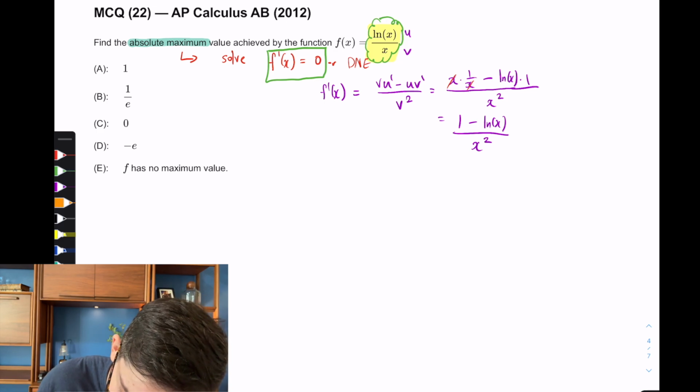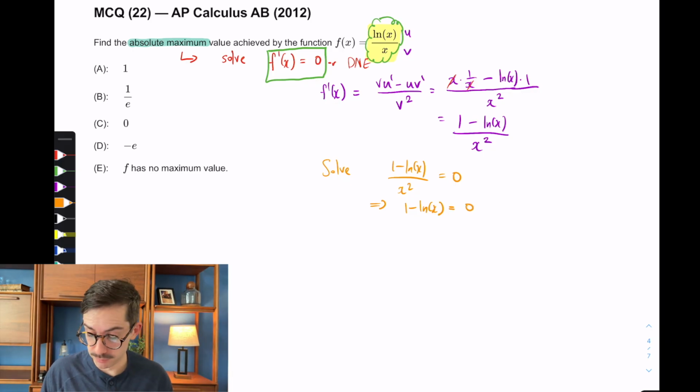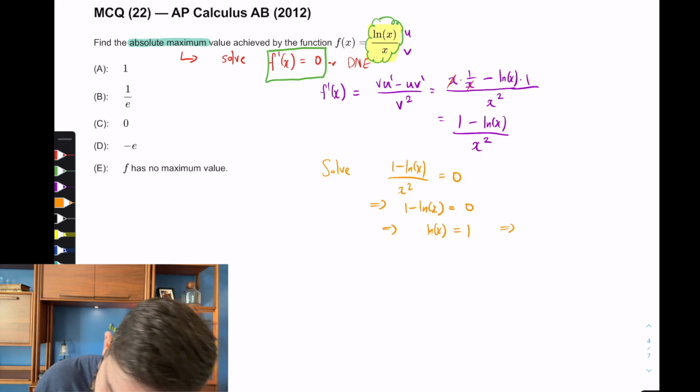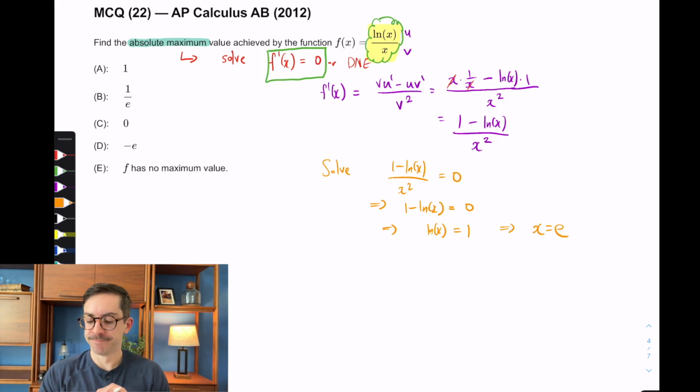So let's solve this expression, 1 minus ln of x over x squared equals 0. That can only happen if the numerator is 0. And if I rearrange this, I get ln of x equals 1, which, unpacking the log notation, just tells me that x is e. So we're done, right? No, we're not done. This isn't one of our answers. x equals e is not one of our answers.